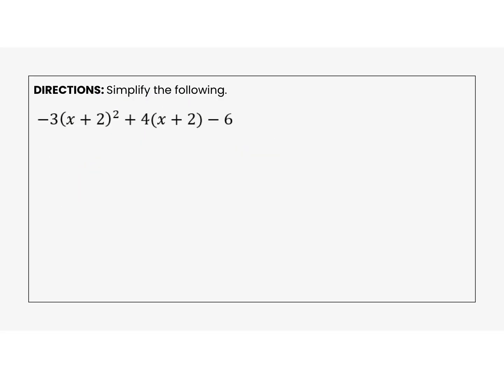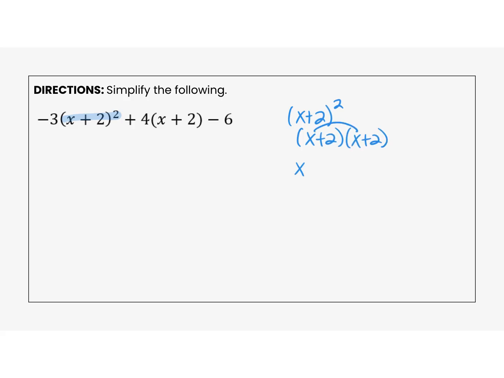Okay, this one's a little bit more complicated. If you'll notice, the first thing that we need to do is this x plus 2 squared. Remember when we talk about order of operations, exponents come before anything else that we're going to do here. So when we take x plus 2 squared, it's this quantity squared. It's not x squared plus 2 squared. It's x plus 2, the quantity squared. So I have to take x plus 2 times x plus 2.